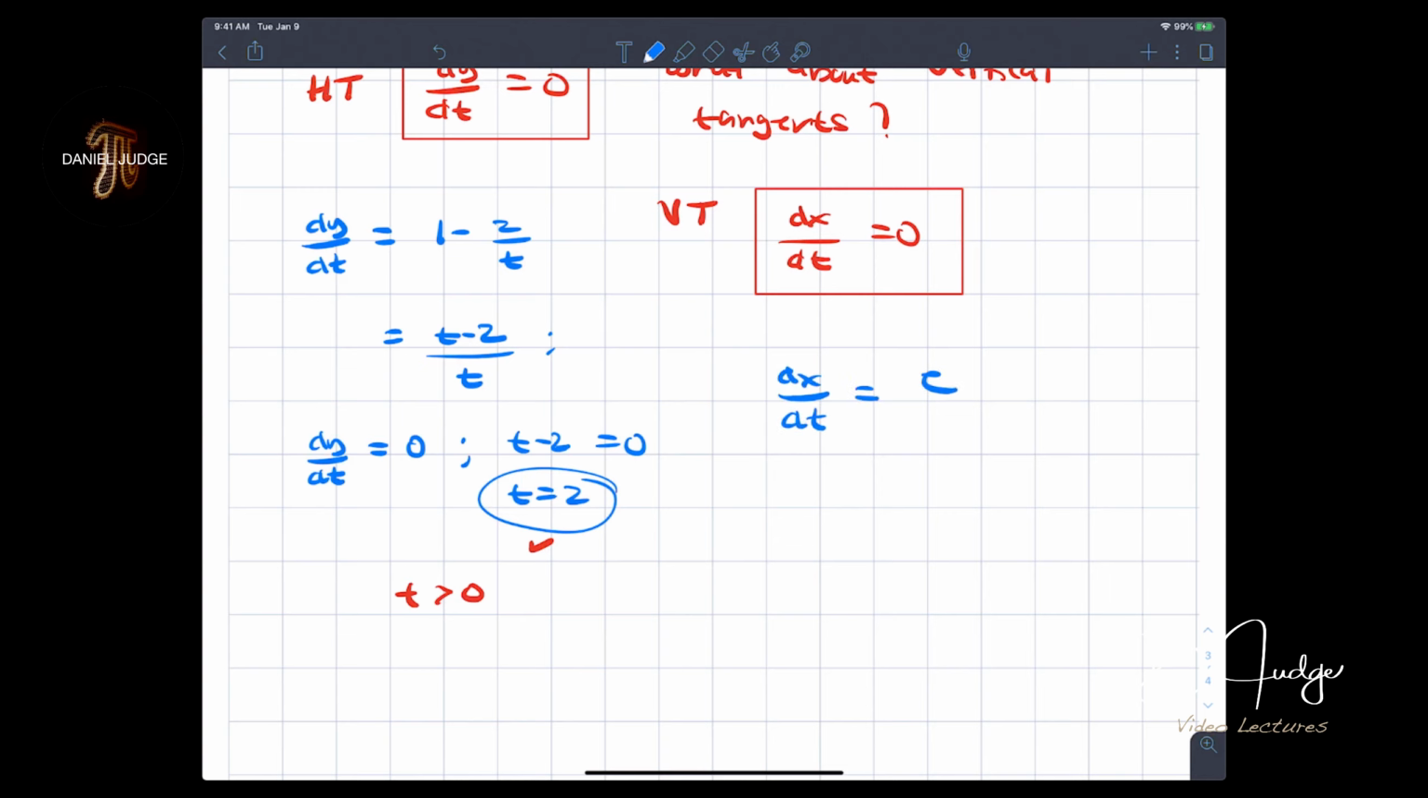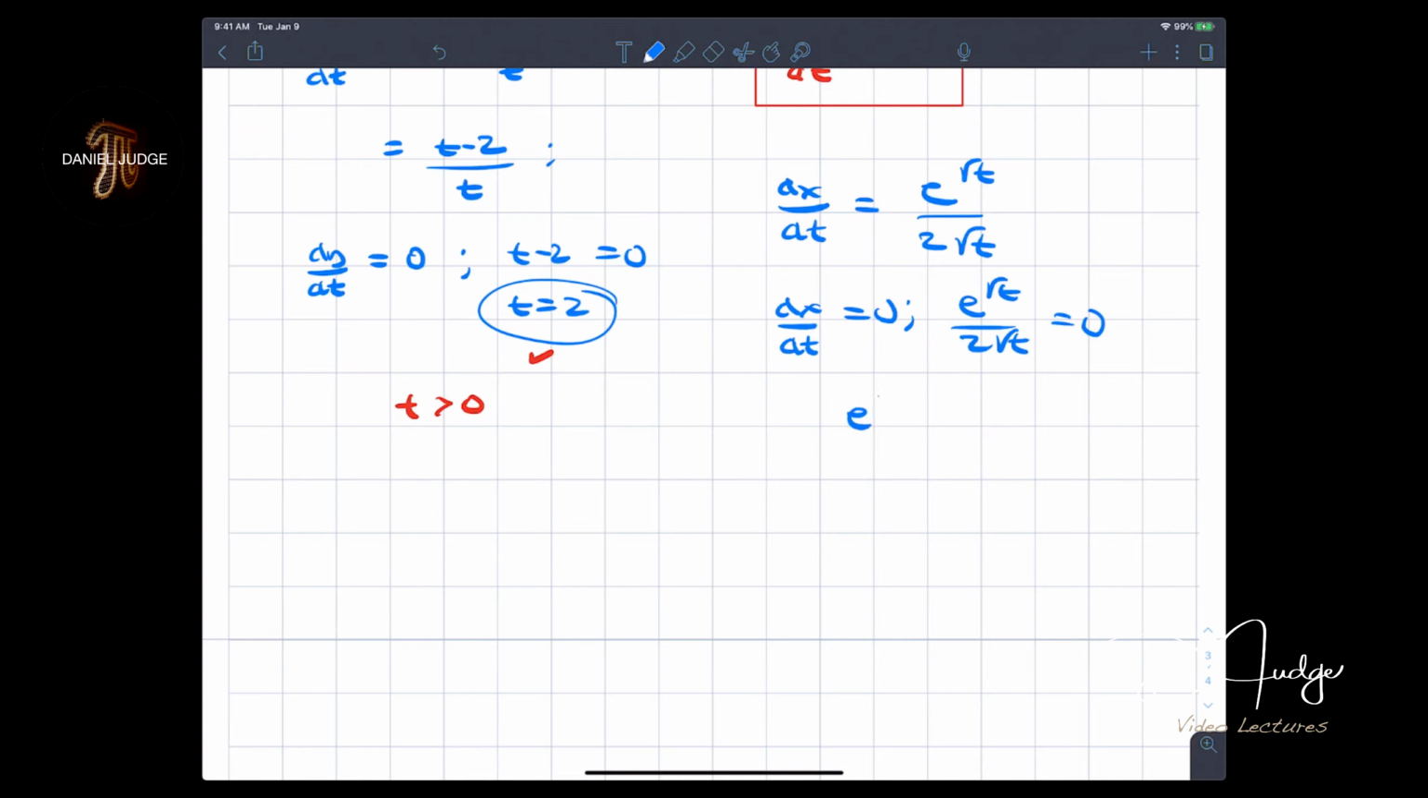Looks like that's e to the square root of t over 2 square root of t. That has to equal 0. So if dx/dt is 0, that means e to the square root of t over 2 square root of t is 0, which really implies e to the square root of t has to be 0.